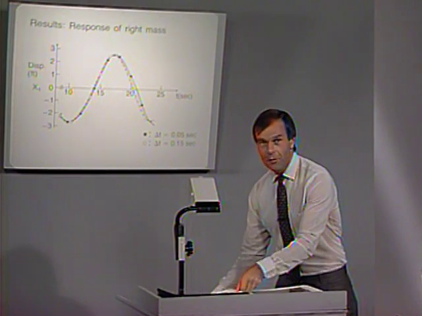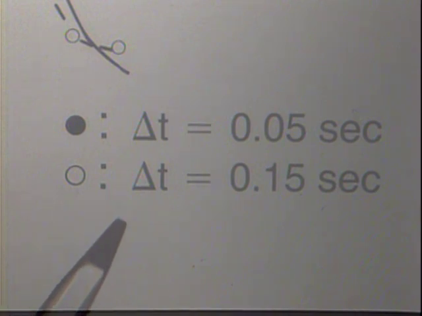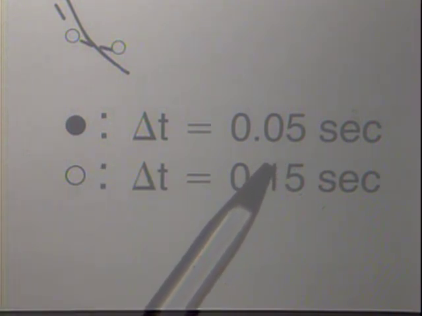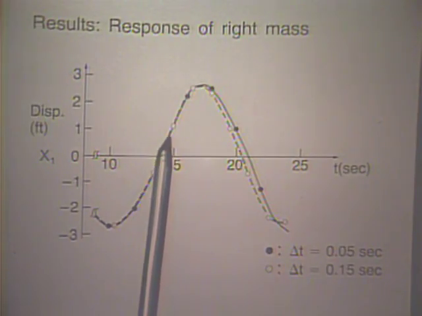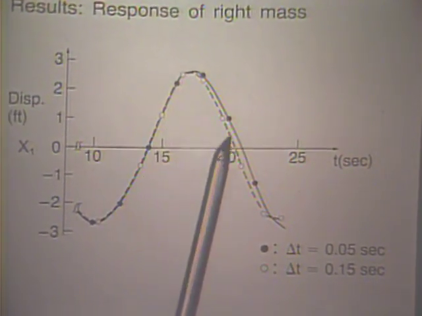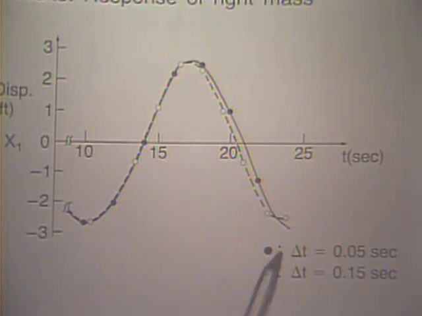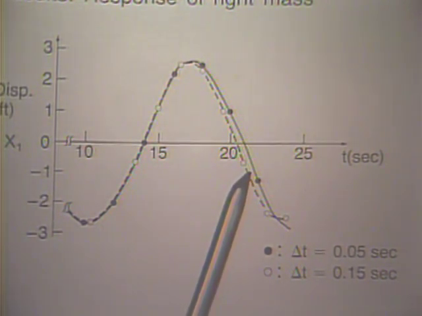Let's look at this example here. What happens if we violate that condition? I show you here the solution with delta t equals 0.15 seconds compared to the solution with delta t 0.05 seconds. Notice that the response of the right mass for both of these time steps is slightly different, but we can say that for this time step we don't get displacements that are very much different than we obtain for this time step.